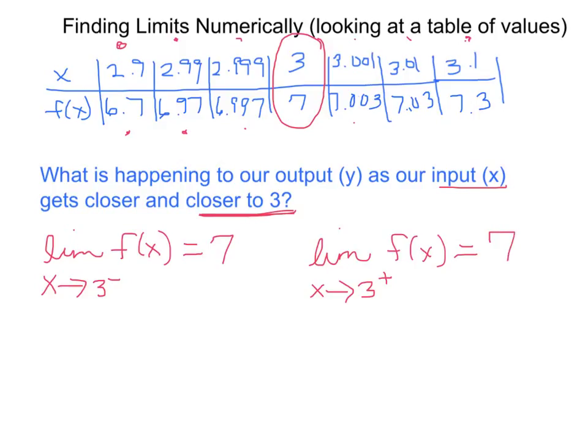Because the limit on the left-hand side and the limit on the right-hand side approach the same number, we say that the actual limit of this function as x approaches 3, notice we don't have any minus or plus to say either side, means we're looking at it from both sides, and in this case, the limit is 7.